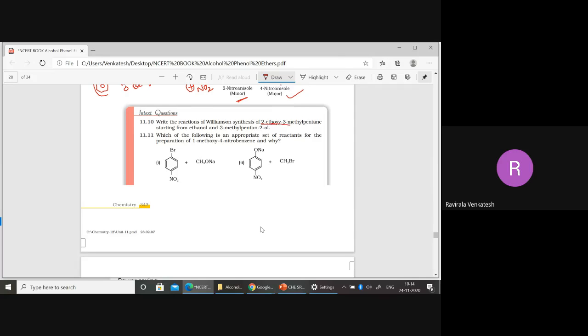2-ethoxy 3-methylpentane, starting from ethanol and 3-methylpentane-2-ol. I want to get this one, 2-ethoxy 3-methylpentane. Let me see how to make this one. You take pentane like this, 5 carbons: 1, 2, 3, 4, 5. The third carbon is having methyl. Put methyl here, and give numbering also. The second carbon is having ethoxy.